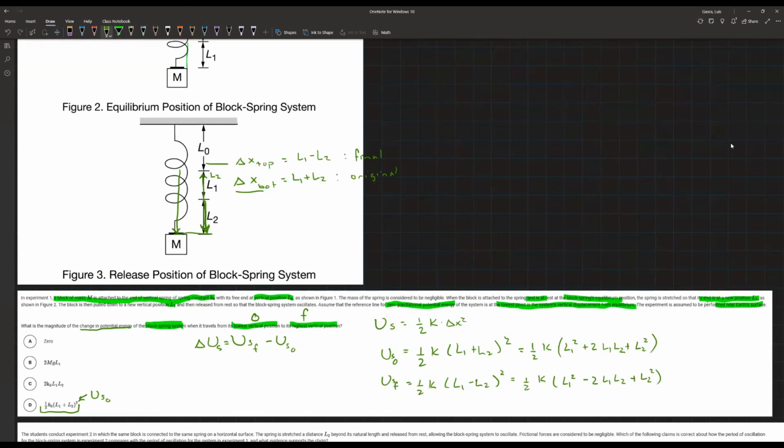So what do we do with this? Well, we need to subtract them, final minus original. We're going to have a 1/2 K. We'll just write that here, 1/2 K, and then put the brackets. The final term here is going to be L1 squared minus 2 L1 L2 plus L2 squared, minus L1 squared plus 2 L1 L2 plus L2 squared, with the whole original term subtracted. This one is nasty. This is a lot of math.